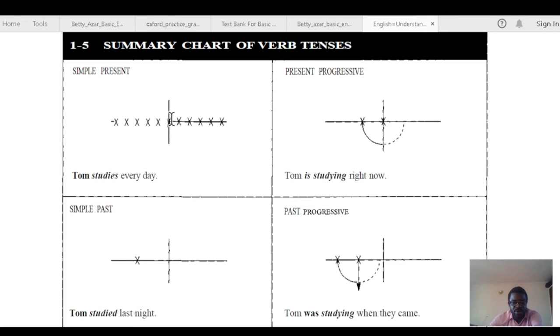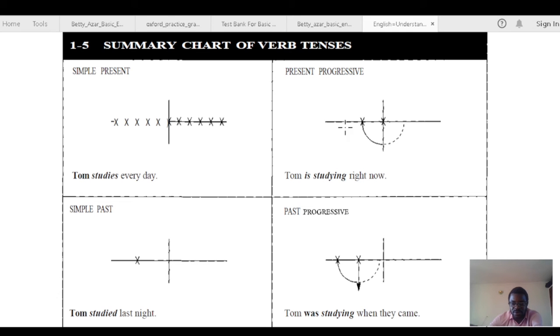Say on Monday he goes to school. On Tuesday he studies. On Wednesday he studies. On Thursday he studies. See, he studies every day. So they are trying to use this to show you. Okay? So here they talk about what? Present progressive. Tom is studying right now.